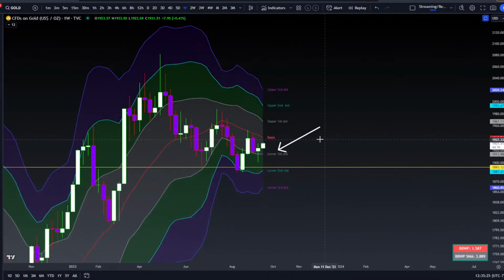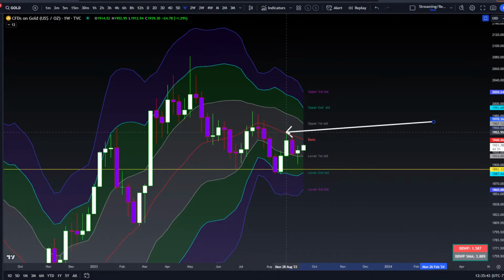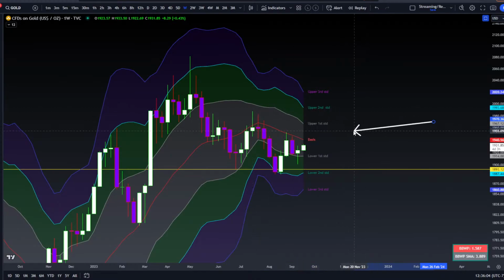Weekly starting to turn as well. Low volatility. And lower first tap, need to see the basis reclaimed. 1940, again, we're coming up with the same numbers everywhere we look. 1952, above there, we're looking at the upper first, which is coming in just north of the close open here on the weekly at around that 1967, 1970 area. Then we're looking right back to the highs around the upper second there at 1987 to around 1993.